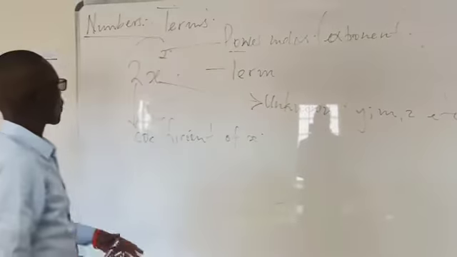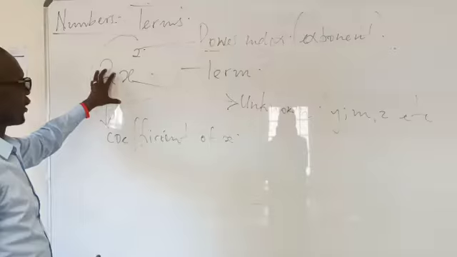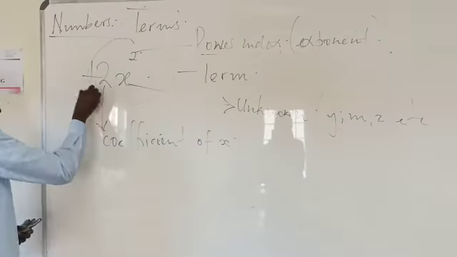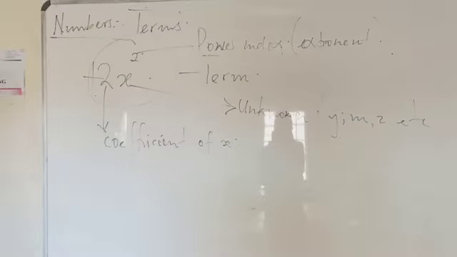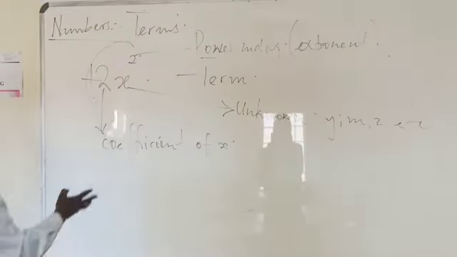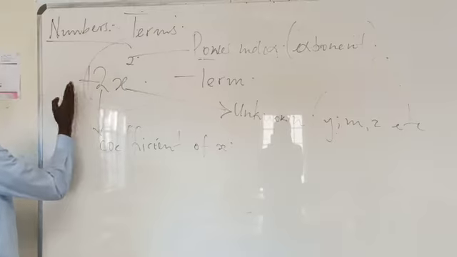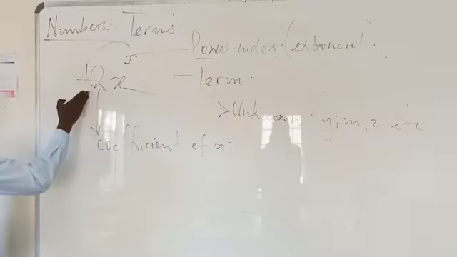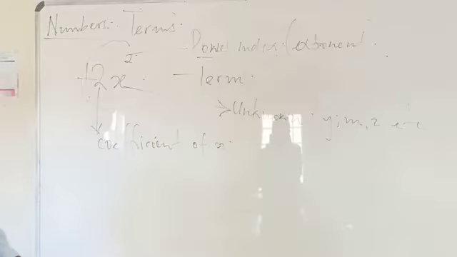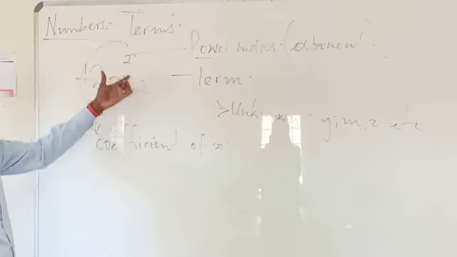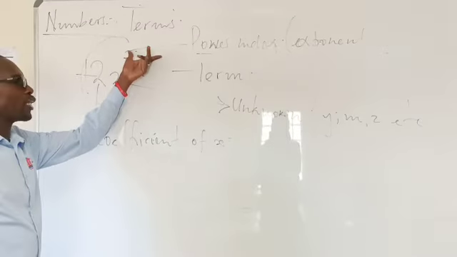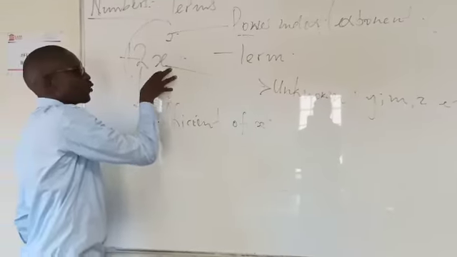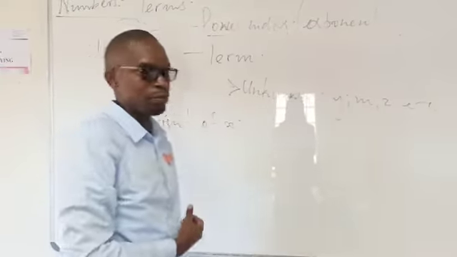We are supposed to know this is a term, and this term is referred to as being positive. What do we mean when we say positive? The sign in front of a 2 is being referred to as positive. It might be positive, it might be negative. Also, the exponent which I'm having here might be positive or negative. That is the introduction of a term.